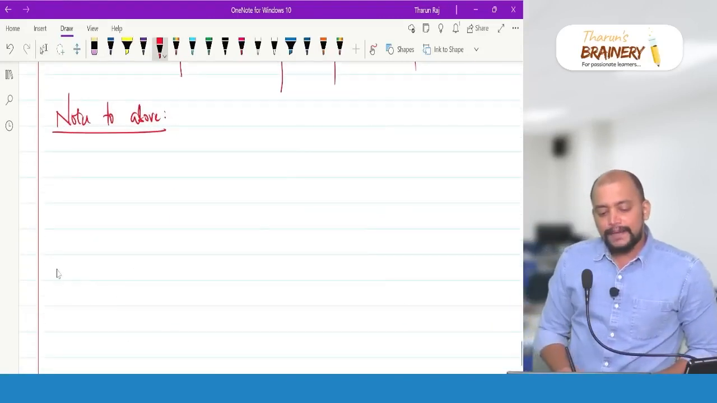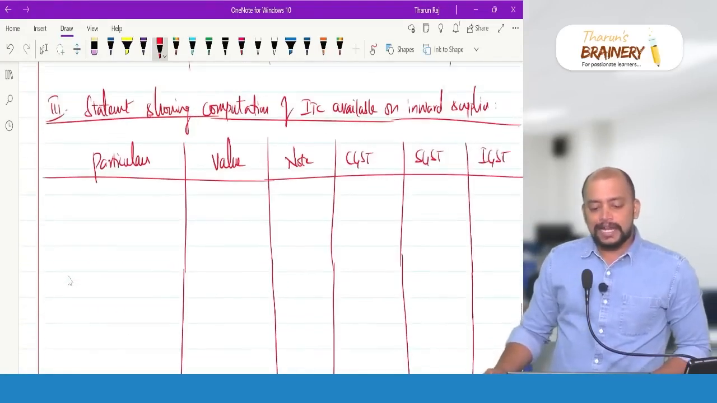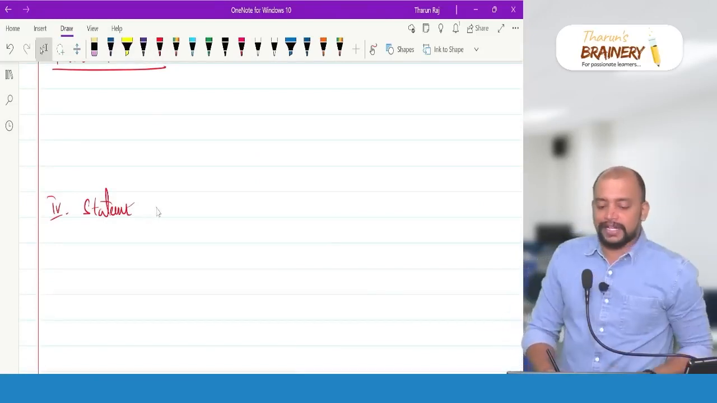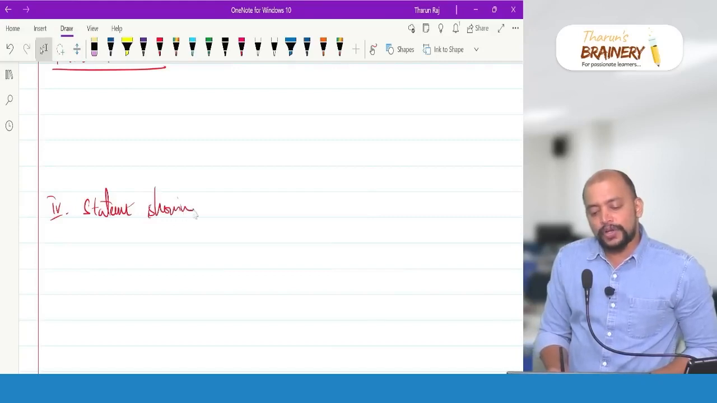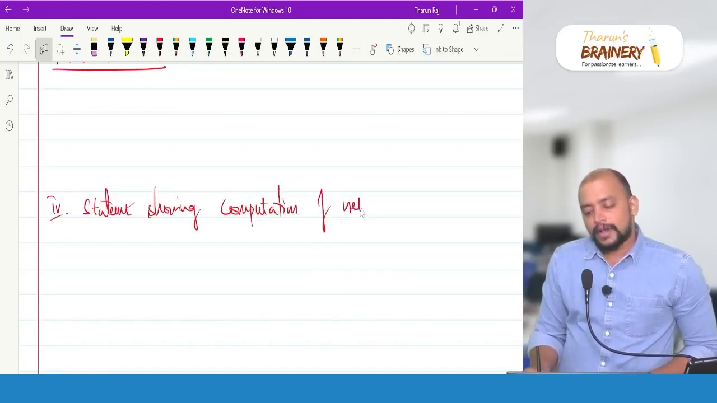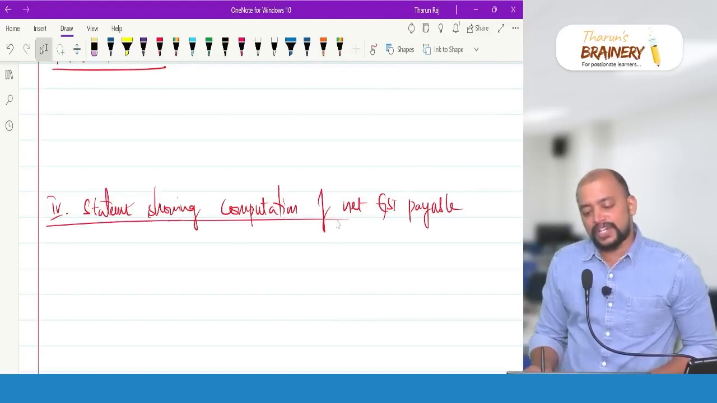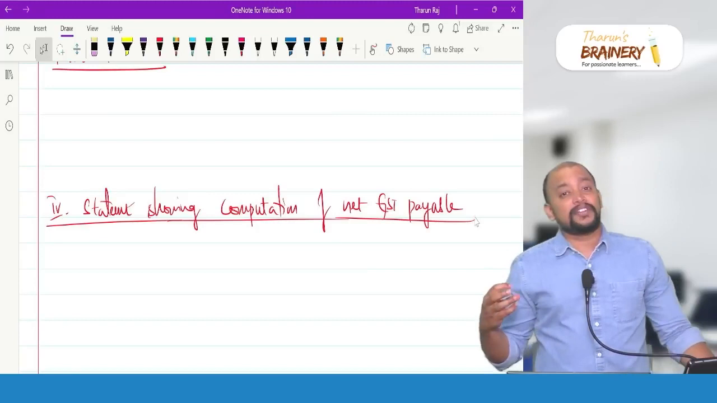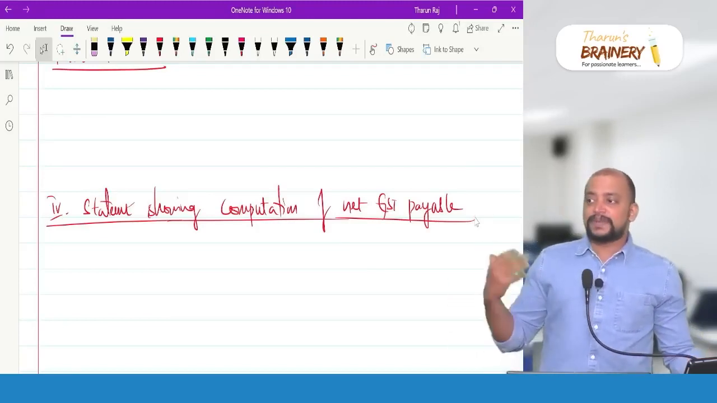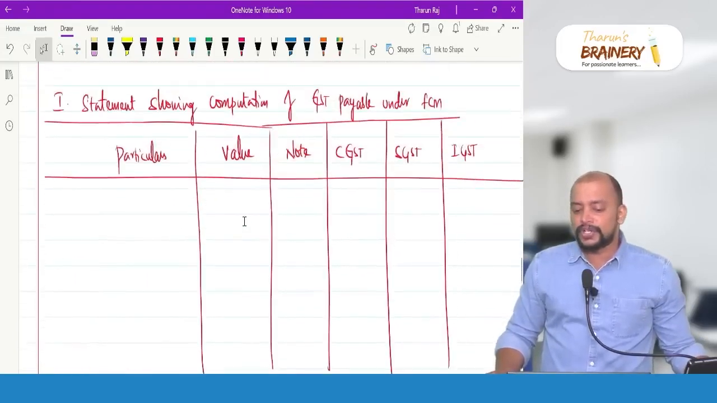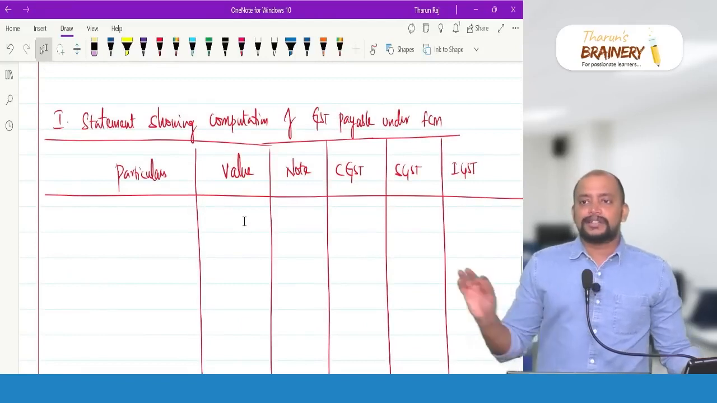And finally, statement number 4: after preparing everything, notes, everything you have written, finally the statement showing computation of net GST payable. So whenever you are answering a consolidated question, that is question number 1, where they give a lot of transactions, like sales transactions and purchase transactions, you need to follow this 4 statement approach, and definitely you will not get confused.